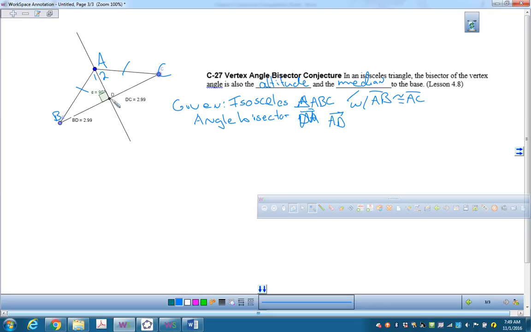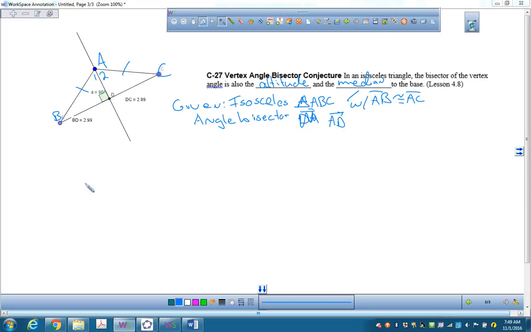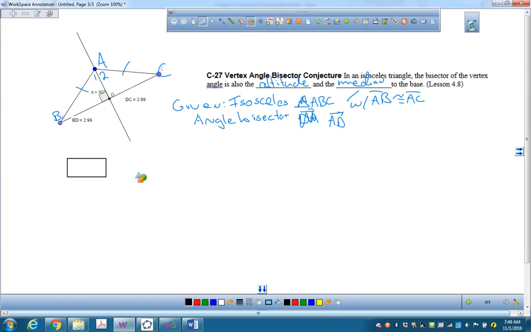Therefore, this has to be a midpoint. Therefore, this has to be a median. It's kind of a lot of steps. So I'm going to write down what it would look like if I did that. Okay? So you're going to be given AB congruent to AC. So we'll do little boxes like I did before. Okay? So I'm going to make a little box here.